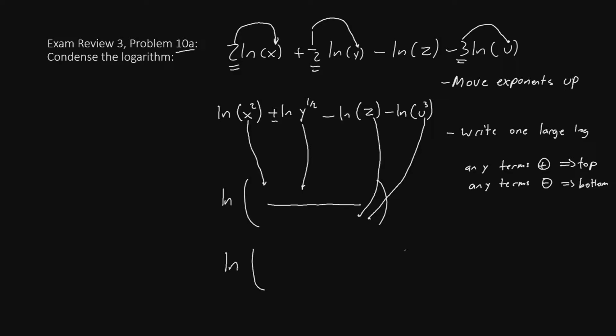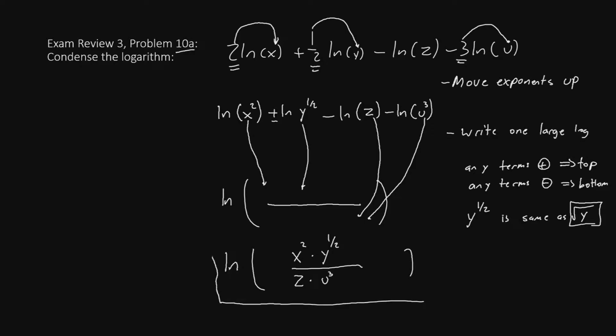So our final answer is going to be on the top, x squared times y to the 1/2, and on the bottom we'll have z times u to the 3rd power. Also remember that y to the 1/2 is the same thing as square root of y. So you could write it that way, but writing y to the 1/2 isn't wrong. And there we have one large combined logarithm from the 4 terms we started with.